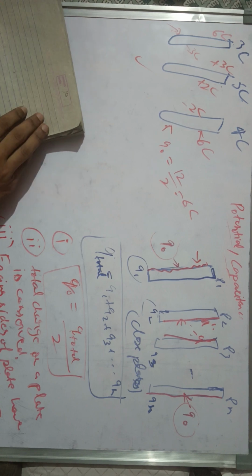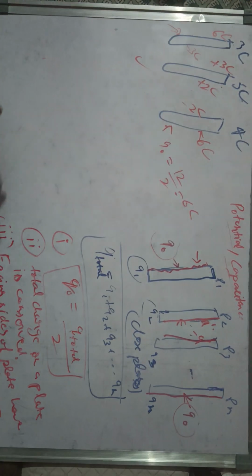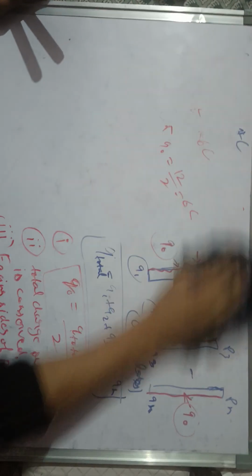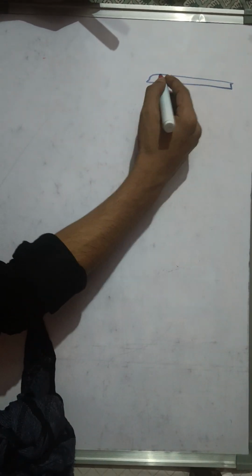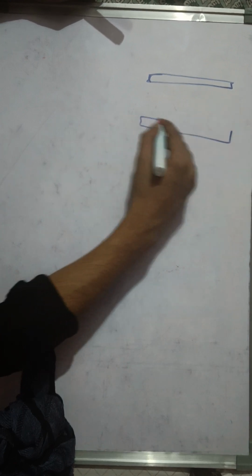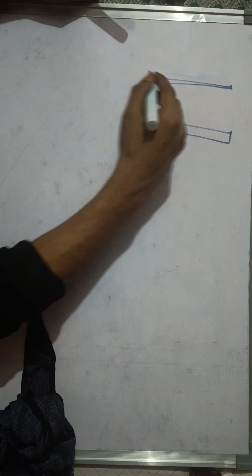That's it for this part of the chapter of capacitance. Okay. Now there are some more facts about capacitance. We have two more things to deal with in the capacitance chapter. Let's say we will talk about the parallel plate capacitor now. There is a capacitor here.